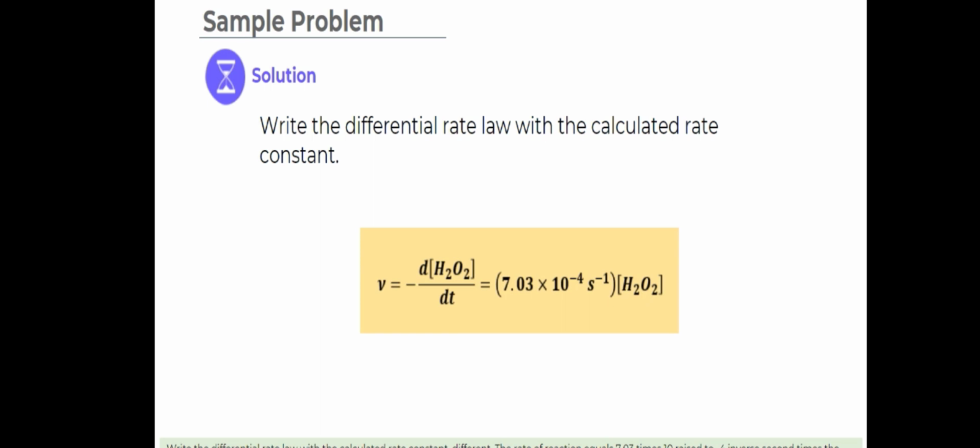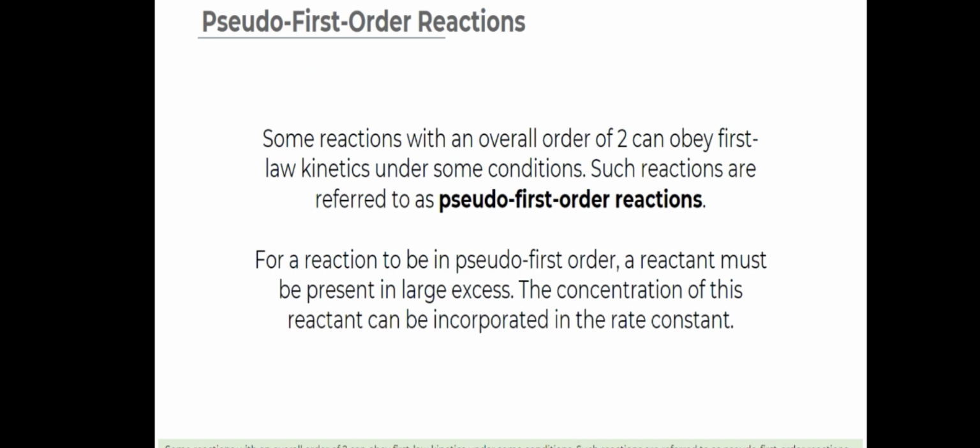Write the differential rate law with the calculated rate constant. The rate of reaction equals 7.03 times 10 raised to negative 4 inverse second times the concentration of hydrogen peroxide. Some reactions with an overall order of 2 can obey first-order kinetics under some conditions. Such reactions are referred to as pseudo-first order reactions. For a reaction to be pseudo-first order, a reactant must be present in large excess. The concentration of this reactant can be incorporated in the rate constant.